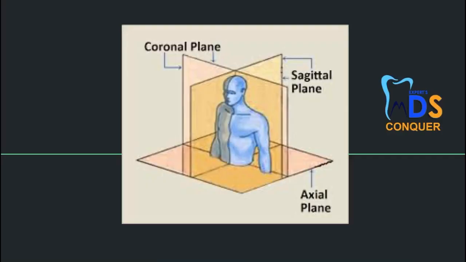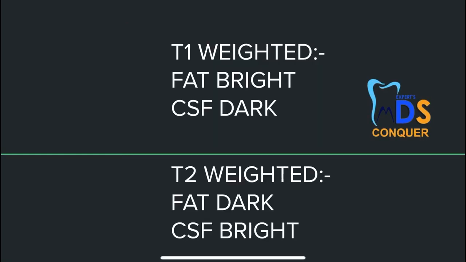Okay. So, first let us glance at the various planes through which the image of the structures can be viewed. That is the axial, sagittal and the coronal plane. Just have a good look at this picture of the various planes and how they are obtained. Okay. Next, let us discuss the MRI.